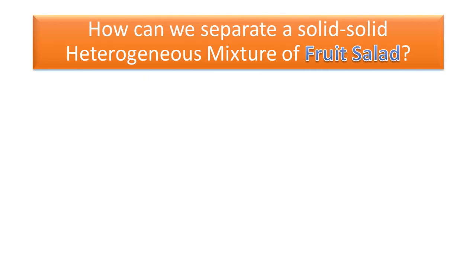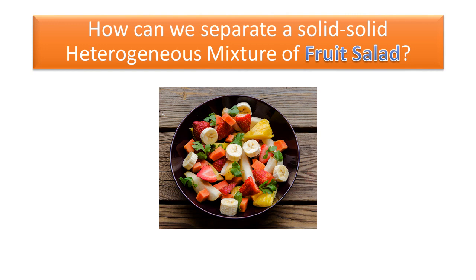How can you separate a solid heterogeneous mixture made up of fruit salad? As you can see, the fruit salad is made up of different colors and different shapes and different sizes as well. Usually here we can depend on the property of size or color, or shape even, in order to separate them. But what do we use to separate them?